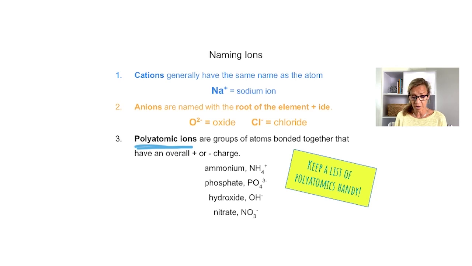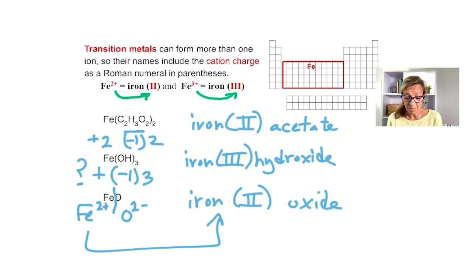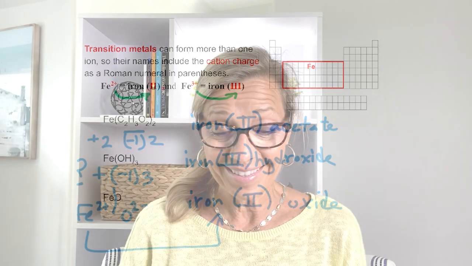Some of them you've heard of: ammonium, phosphate, hydroxide, nitrate. Okay, remember, in parentheses, it's not how many, it's the charge of the transition metal.